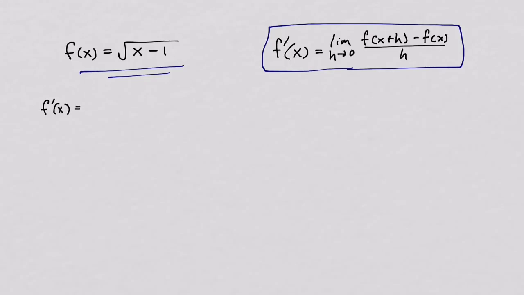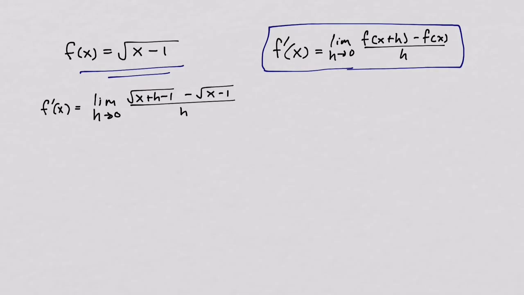the notation f prime of x, and then the limit as h goes to 0 of f of x plus h, which in this case is the square root of x plus h minus 1, minus the square root of x minus 1, subtracting the original function, and all of that is divided by h.